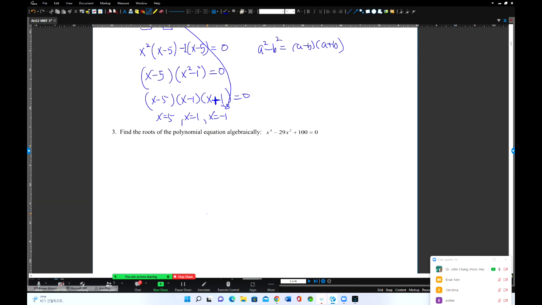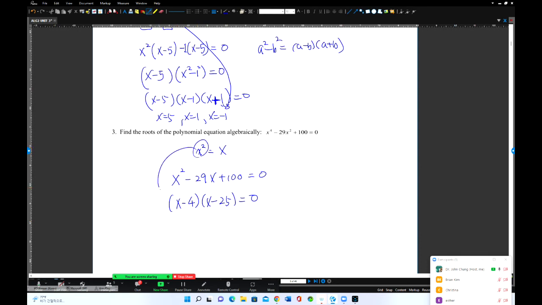Okay, one more over here. X to the 4 minus 29 x squared plus 100 equals 0, right? So you can use what? Little x squared is large X. It's the same thing. Large X squared minus 29X plus 100 equals 0. How can you factor this one? Two numbers is what? 4 and 25, okay? Negative 4, negative 25. X minus 4, X minus 25 equals 0.